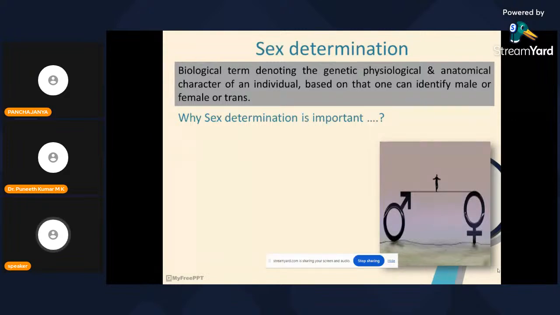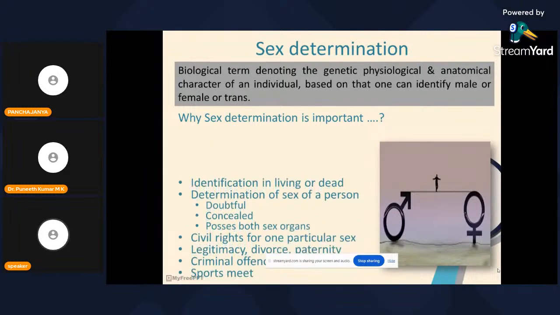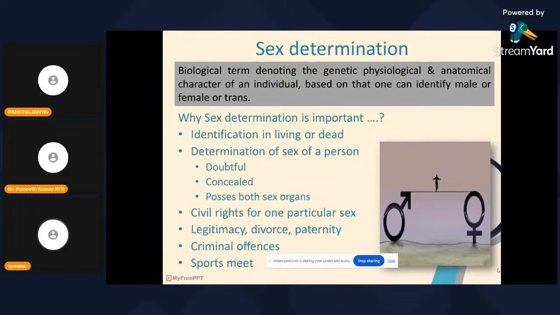When it comes to sex, all are equal, and all males and females should get equal rights in everything. But why should sex determination be done? Why is sex determination very important in forensic science? Let's see. The identification should be done in the living and in the dead.